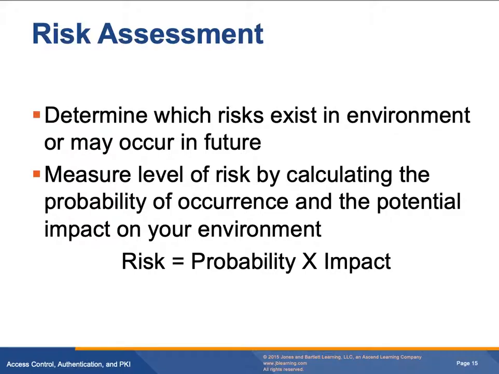So the first thing is the risk assessment. In the risk assessment, we first need to determine which risks exist in an environment or which may occur in the future. So we're looking at risk from present day and what may go on in the future. We measure a level of risk by calculating the probability of occurrence and the potential impact on the environment. So if the probability is pretty high that some data may be stolen, for example, and the potential impact is really high, that's something that you'll want to protect.